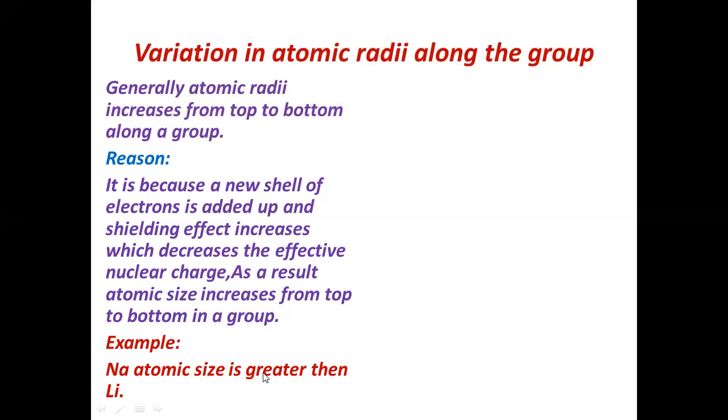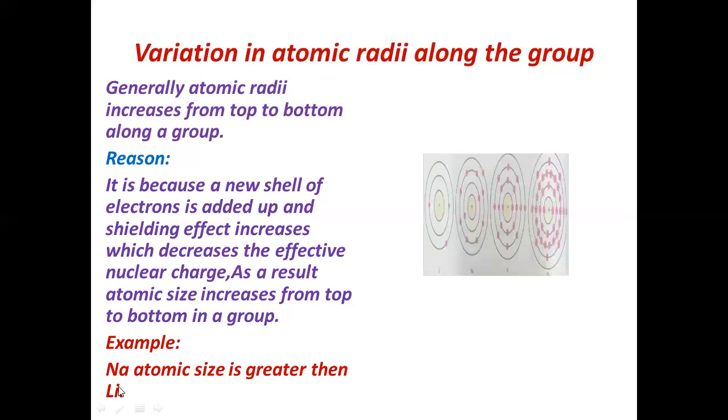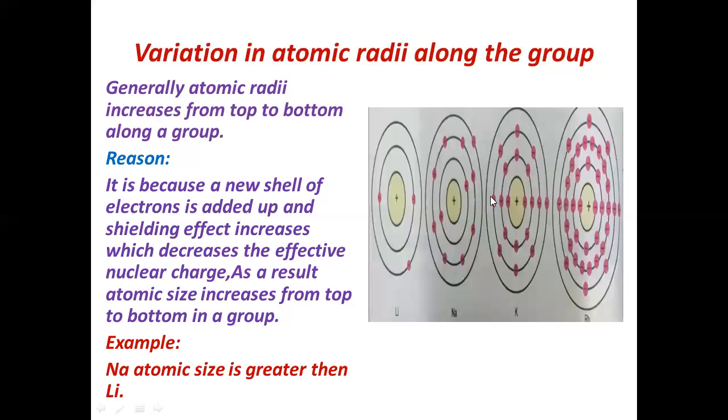Example: sodium atomic size is greater than lithium. As I told you, lithium, sodium, potassium, and rubidium are all elements present in the same group 1A. You can see that rubidium has greater atomic size than potassium, sodium, and sodium has greater atomic size than lithium. The reason is simply the addition of new shells. Lithium has two shells, then three shells, four shells, and five shells. So the greater the number of shells, the greater the atomic size or ionic radius.